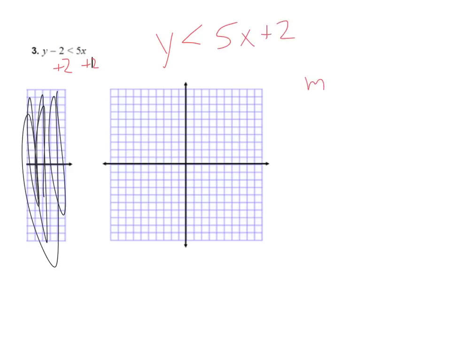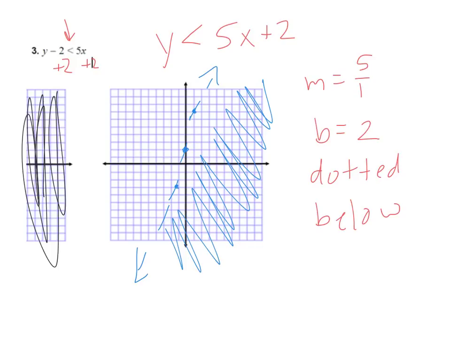So my slope here is going to be equal to 5. Again, I always like to write that as a fraction. It helps me when I graph. My y-intercept is positive 2, and it's going to be a dotted line because there is no line underneath my inequality statement. And it says it's less than, so it's going to be below the line. And that is what your graph should look like.